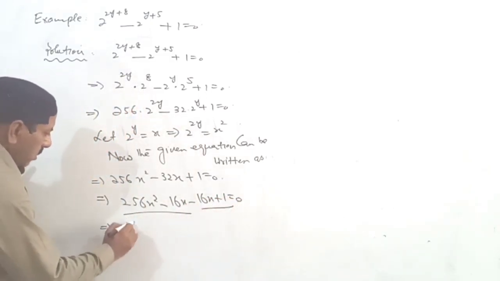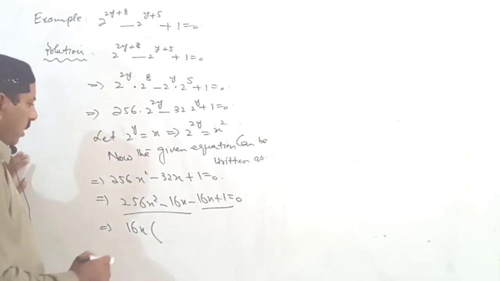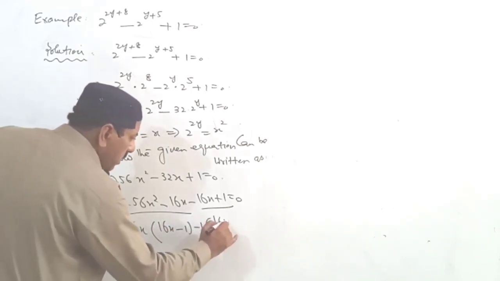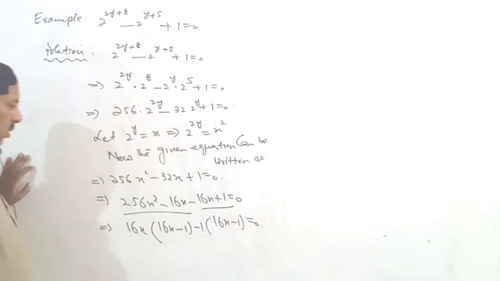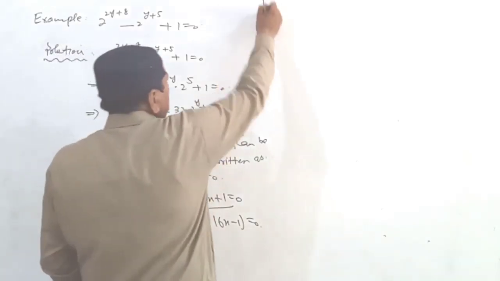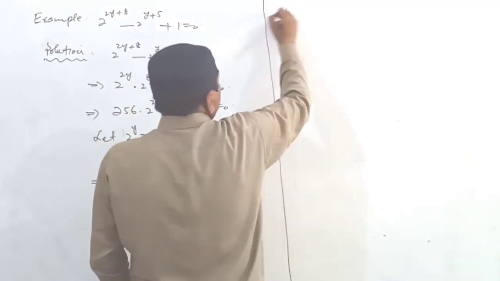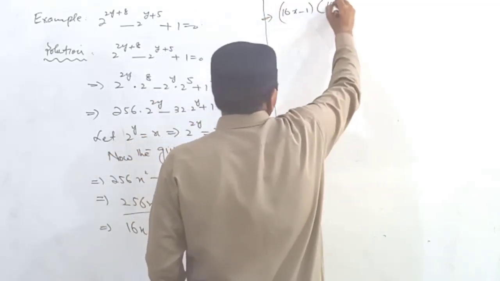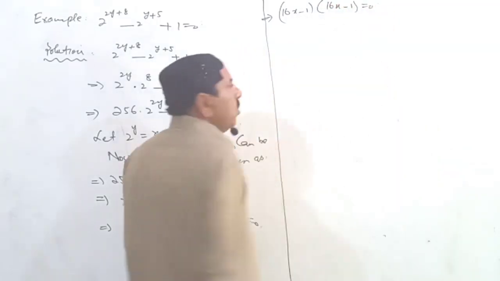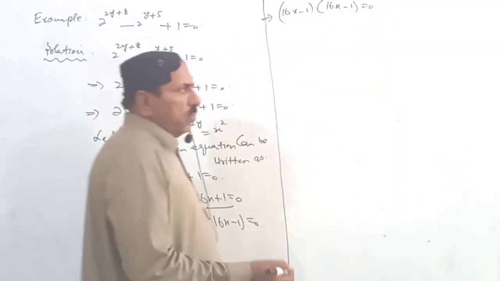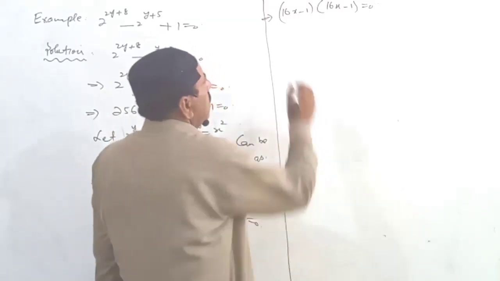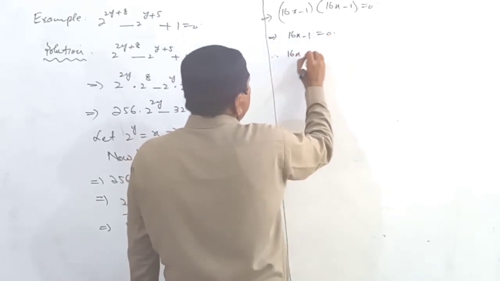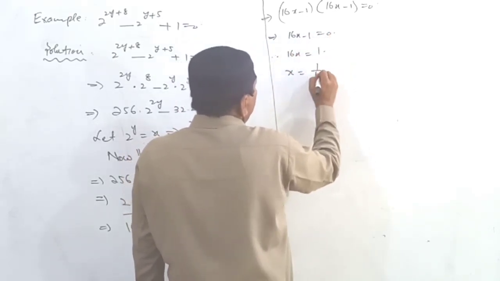Here 16x is common, the remaining is 16x minus 1. Minus 1 is common, also 16x minus 1 is equal to 0. So 16x minus 1 is common, and the remaining will also be 16x minus 1 is equal to 0. So both factors are of the same kind, so we choose any one factor. It implies that 16x minus 1 is equal to 0, 16x is equal to 1, x is equal to 1 upon 16.